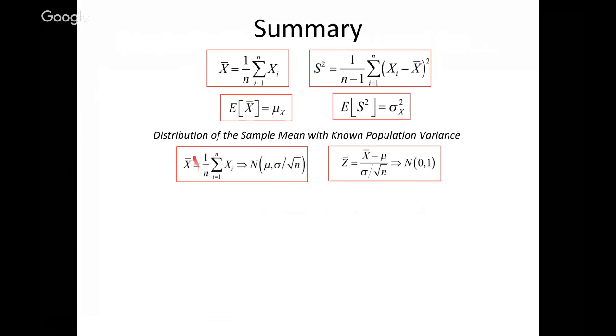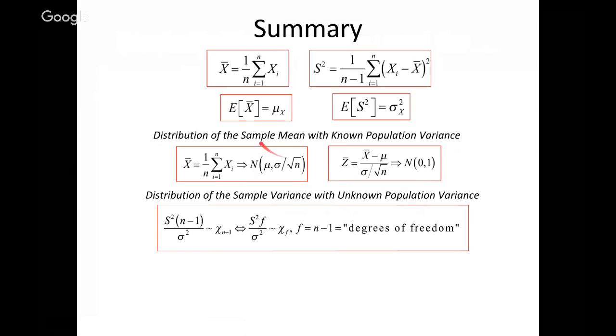If the sample mean is normally distributed with a mean mu and a standard deviation of sigma over square root n, that means we can construct a standard normal variate, z bar here, which is just going to be the sample mean minus the population mean divided by the standard deviation of the sample mean, or sigma over square root n. And because this is a standard normal variate, we know that it is distributed as a normal distribution with a mean of 0 and a unit standard deviation.